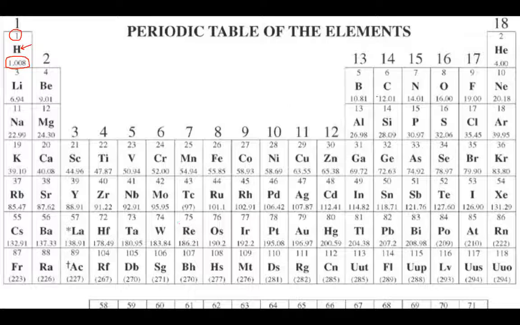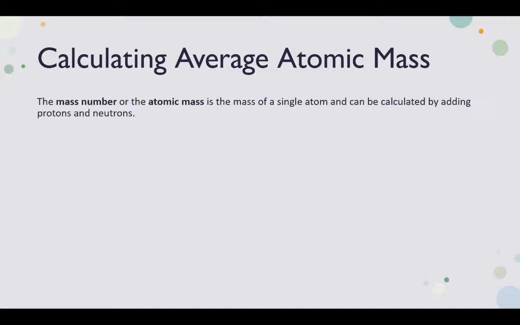So we are going to learn during this video how to calculate the average atomic mass of elements and how to use the average atomic mass. So again, I just want to make this distinction of the mass number and the average atomic mass. So the mass number is also called the atomic mass, and it's the mass of a single atom. So it can be calculated by adding the protons plus the neutrons. That tells us the mass number, and it's the mass of a single atom.